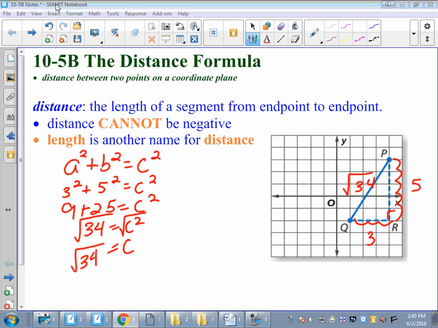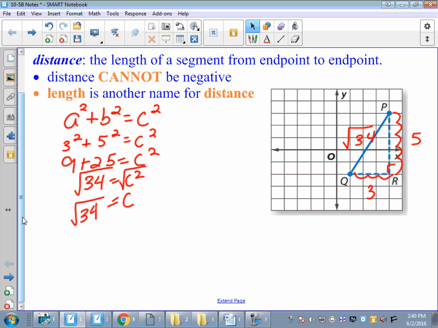When I check that on my calculator, the square root of 34 is actually just under 6, or just over 5, I guess. It's 5.8. So it is the largest segment there. What I'd like to do, though, is that was great for this particular point, but what if the points were further apart? I wouldn't want to have to count on the coordinate plane. So what I'm going to do next is we're going to use the Pythagorean theorem, and we're actually just going to use these ordered pairs to help us figure that out.